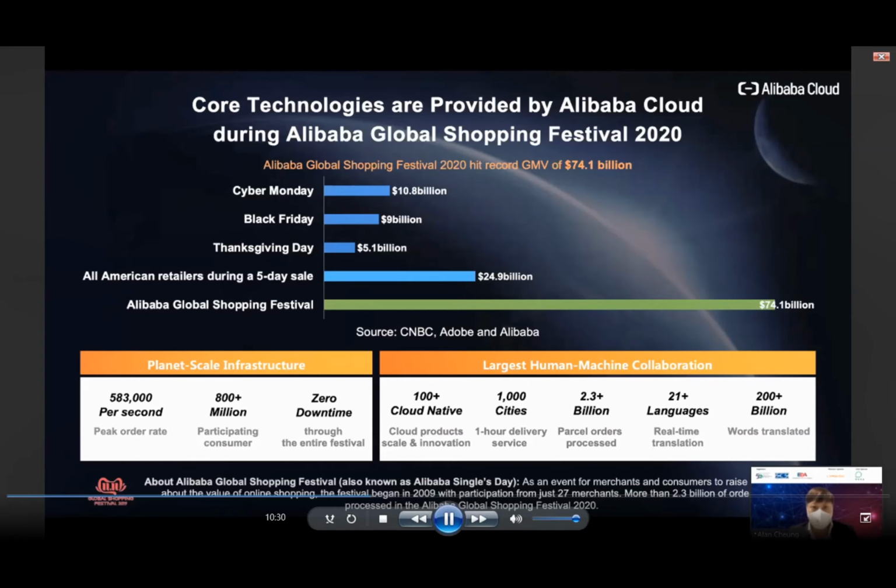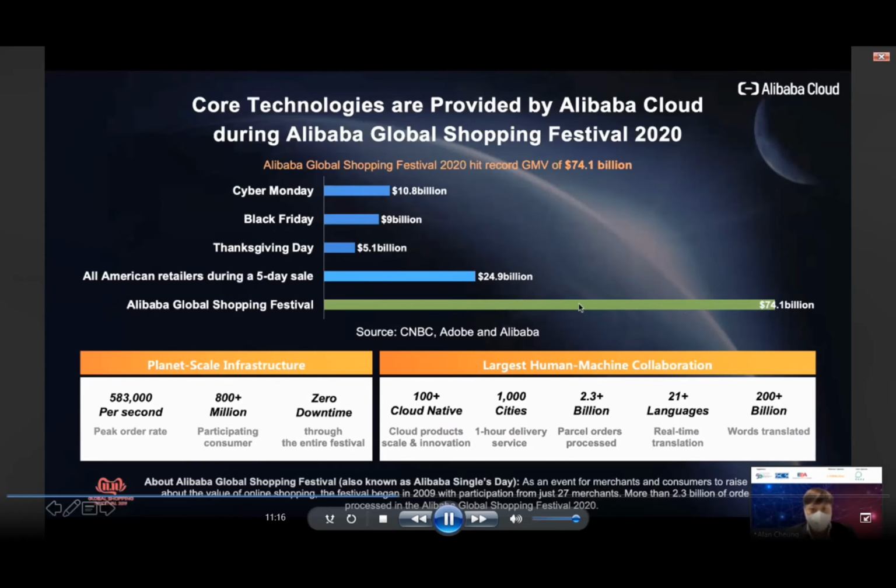What I'm showing you in this slide, on the top 3 dark blue bars, are the revenue, the GMV of the United States in the last 5 most popular selling days. And altogether, it's not only Amazon, not only Best Buy, Walmart, etc. Altogether in America, the total GMV is almost 25 billion last year. And at the Alibaba Shopping Festival, Double 11, we reached almost 3 or 4 times this figure.